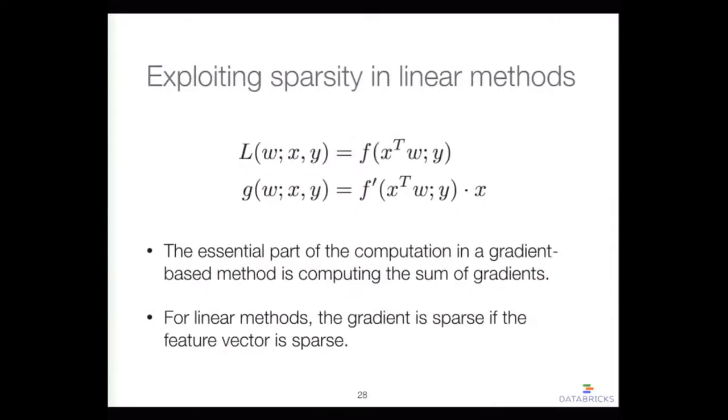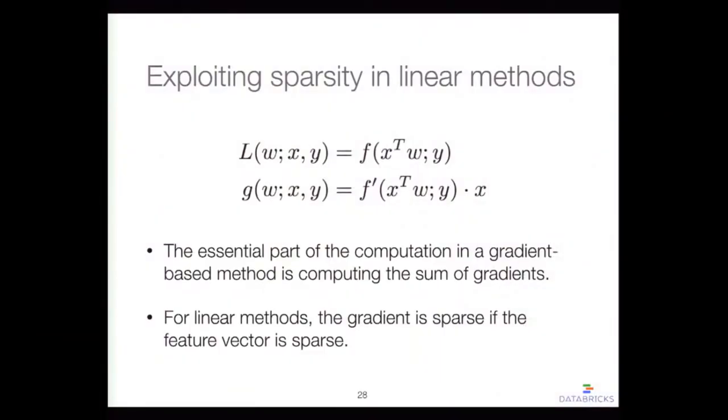And the next thing I want to talk about is linear methods. For linear methods, the essential computation is to compute the gradients, compute the sum of them, and then do the updates. We call it a linear method because the loss function can be expressed as a function of the inner product of X transpose W, where X is the current training point, W is the weight vector, and Y is the label. If we express the loss function this way, the gradient can be expressed as f prime, a scalar, times X. Inside the function, we need to compute the inner product, which takes time proportional to the number of non-zeros. Then we scale the point by a scalar, which still takes time proportional to the number of non-zeros.